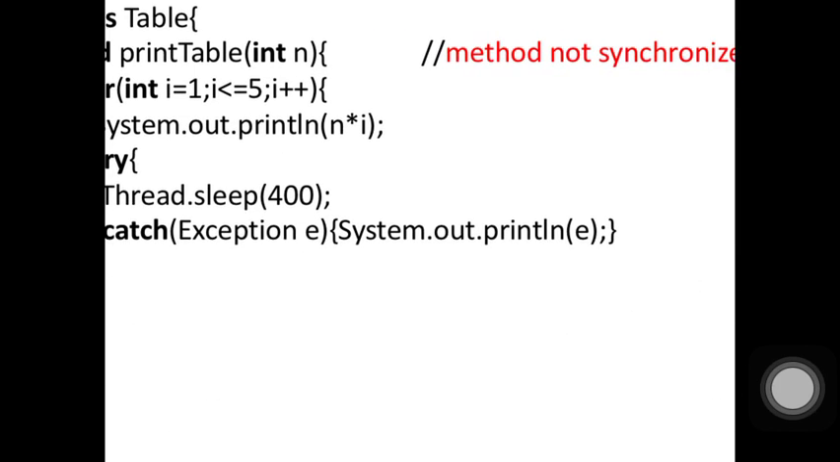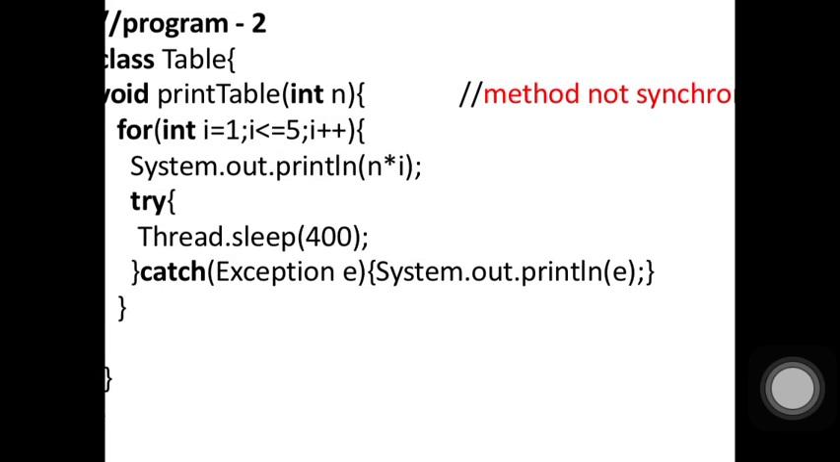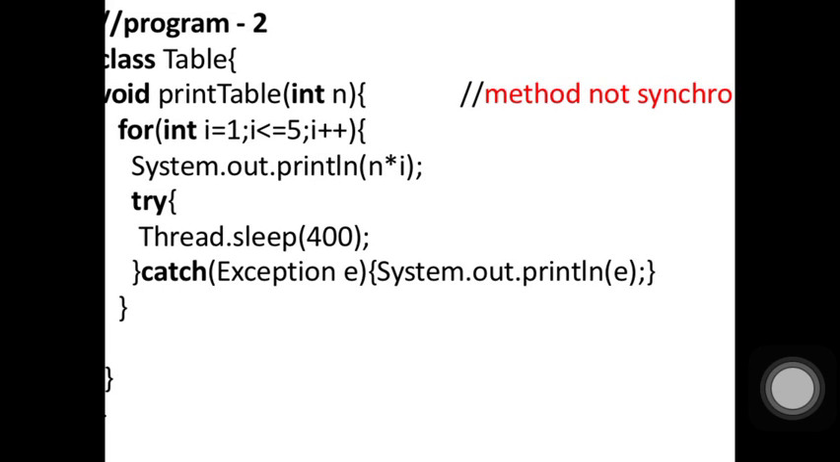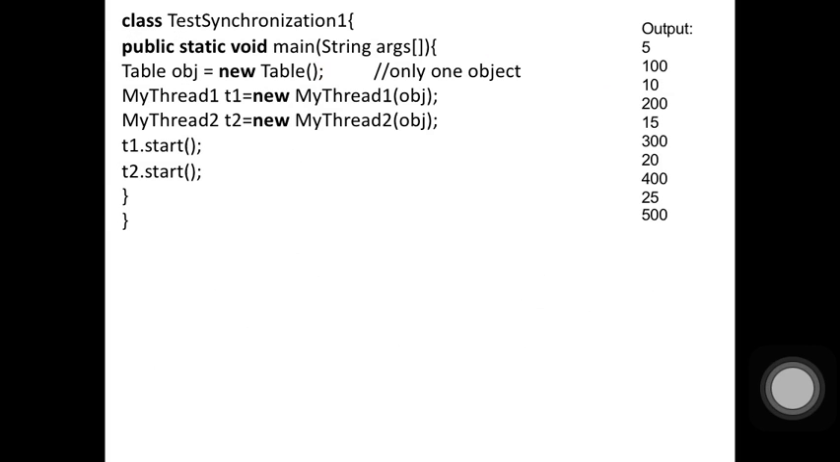So every time we have a simple loop here, which iterates 1 to 5 times. So the first thread will have the multiples of 5, and the second thread will have the multiples of 100. On executing this particular program without any synchronized statement, it shows random values like 500, 10, 200, 15. So first thread, second thread, first thread, second thread, and so on. It goes in a different manner.